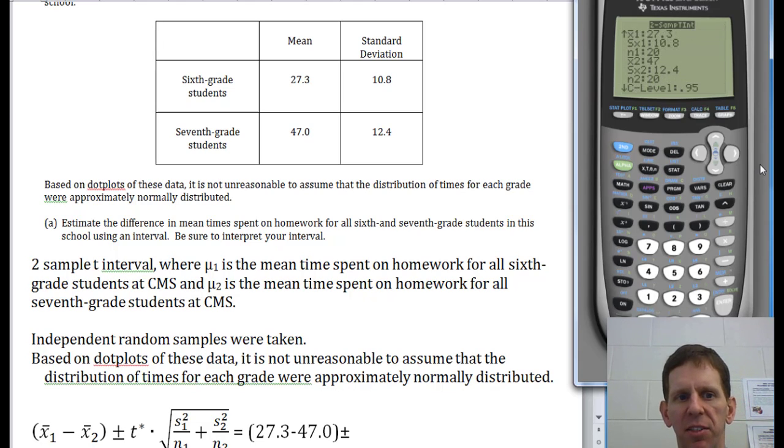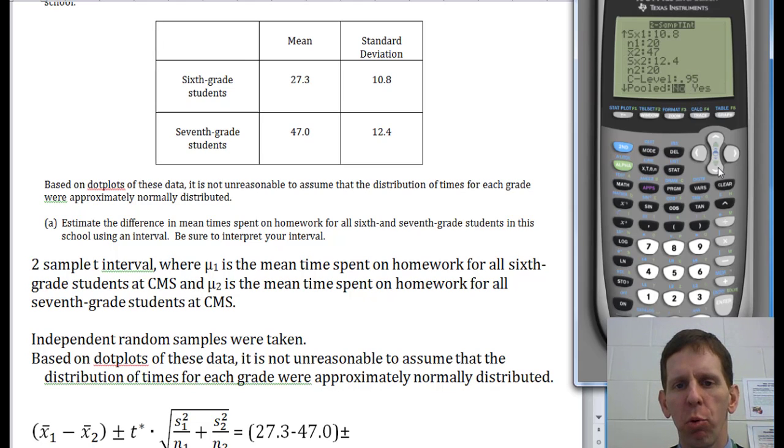The last line, it says C level. It doesn't say the confidence level to use here. So really you could pick whatever you want to. Typically if one's not given, the default we'd like to use is 95%. So I'm going to write in 0.95 for C level. For pooled, the default is no. We're going to leave that as no. And then we'll go down to where it says calculate.